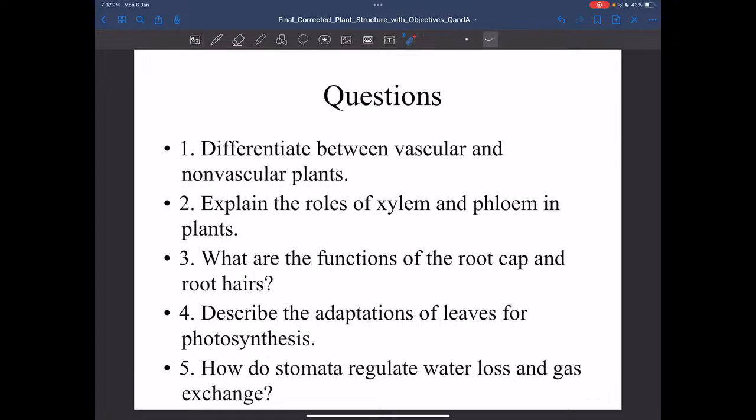Okay, so remember we said vascular plants have vascular bundles, while non-vascular plants do not contain vascular bundles. Okay, that's for the first question.